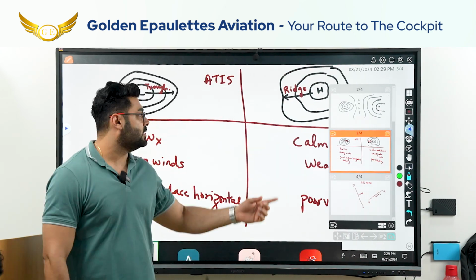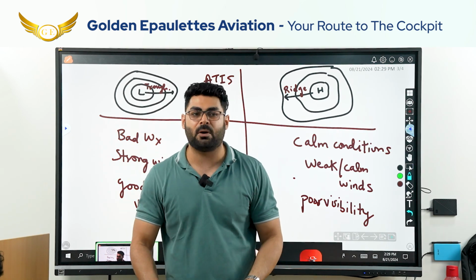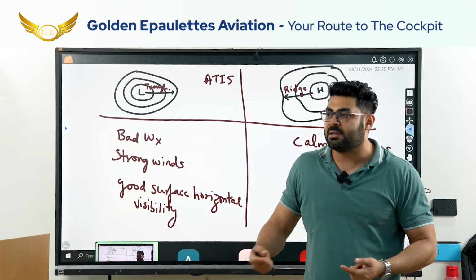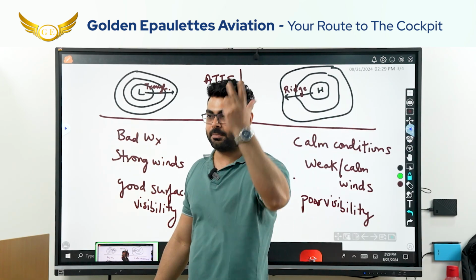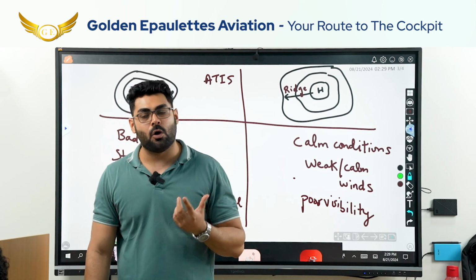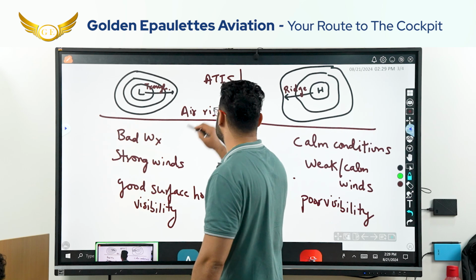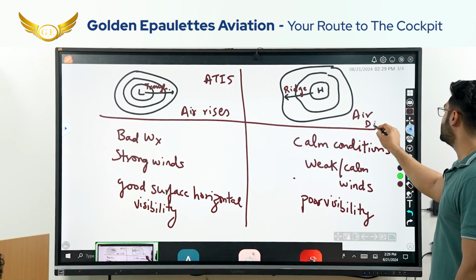Now, the thing is, these pressure systems are happening on the ground. These charts were made by the weatherman. Weatherman lives on the ground. He's not flying the aircraft. But these pressure charts will have a lot of activity in the air. Because in low pressure, air rises. In high pressure, air descends.